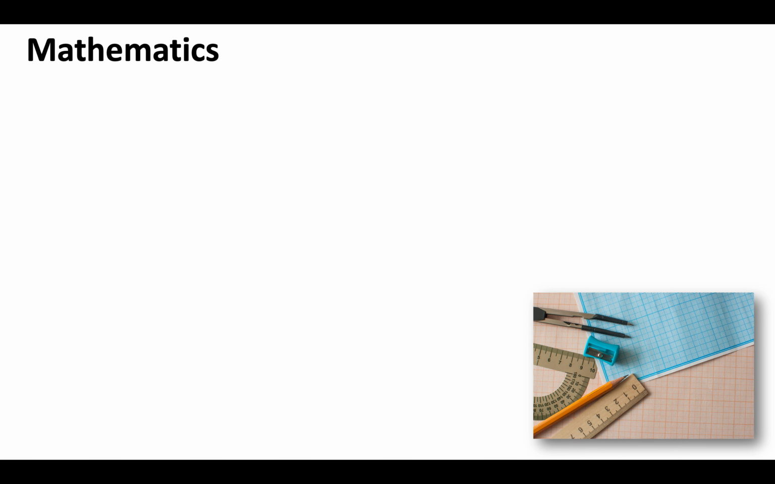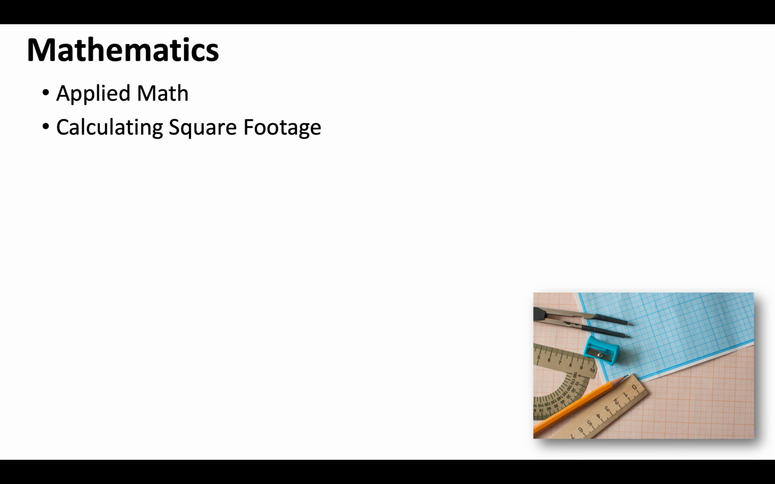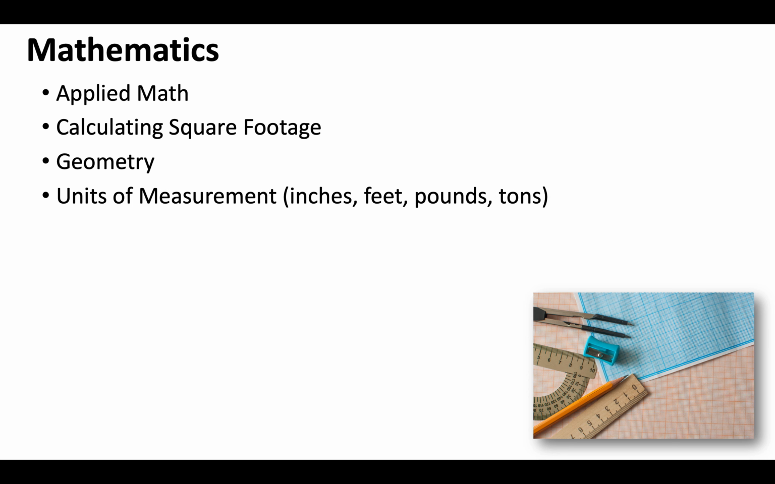Now, the mathematics that you're going to want to be familiar with are going to include, obviously, your applied math. Make sure that you have solid foundations in math: addition, subtraction, multiplication, and division. Calculating percentages. You need to be able to calculate square footage. Geometry, to a certain degree, is going to be prevalent on the exam. You'll need to be familiar with the different units of measurement: inches, feet, pounds, tons. Job costing and estimation are also going to be critical. So make sure that your math skills are tight going into your contractor license exam.